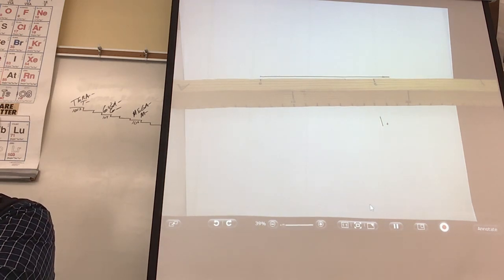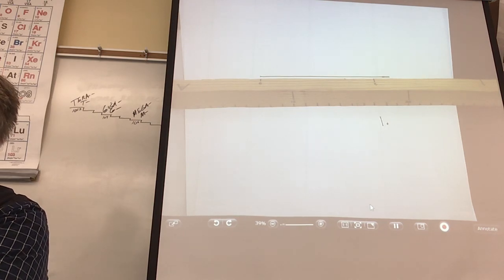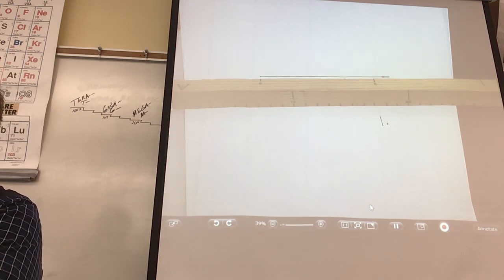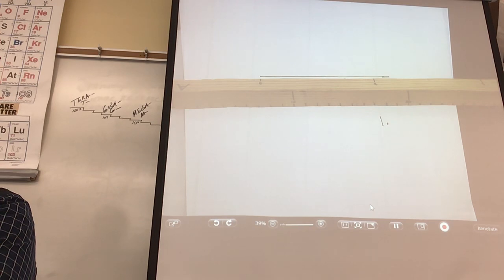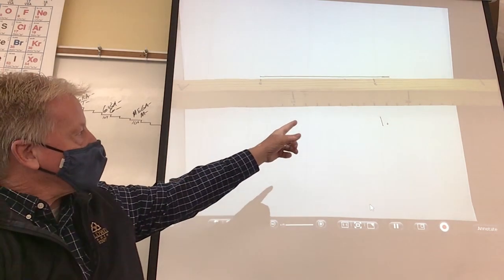But what you have to do in science, when you use any kind of instrument, you have to write down every number you're certain about because of the lines, but then you're forced to guess one number beyond that. I don't have lines past there, but I have to guess. So what do you think? Take a look over there.